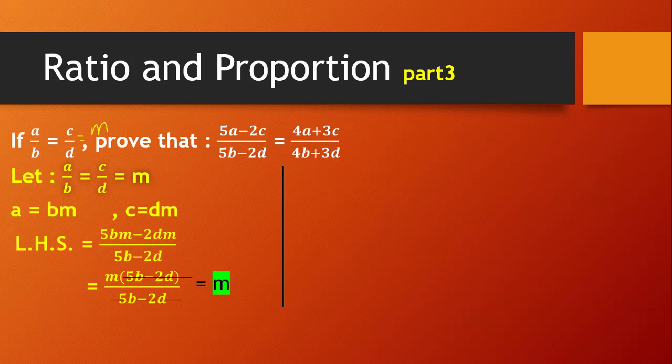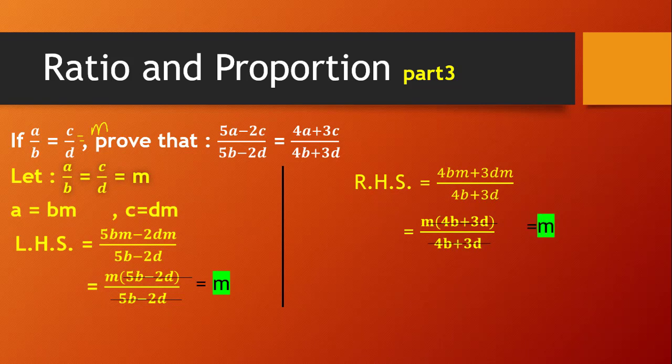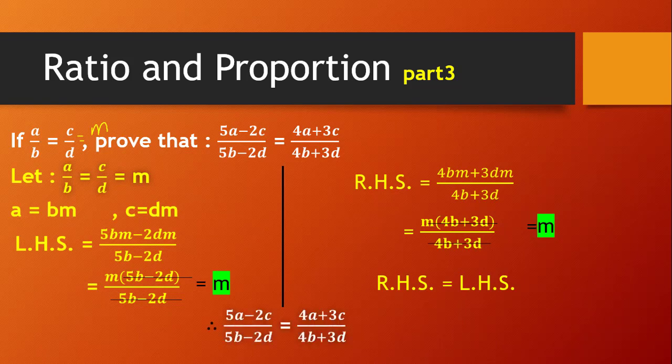Now let's see the right hand side. By the same way, instead of A, I write BM. Instead of C, DM. Here I have 4BM plus 3DM over 4B plus 3D. Do we have a common factor here? Yes, we have M here and here. So I write it as a common factor. So M times 4B plus 3D. Here I have 4B plus 3D. Here I have 4B plus 3D. So I'll simplify to get only M. So the left hand side equals the right hand side. It means 5A minus 2C over 5B minus 2D equals 4A plus 3C over 4B plus 3D.